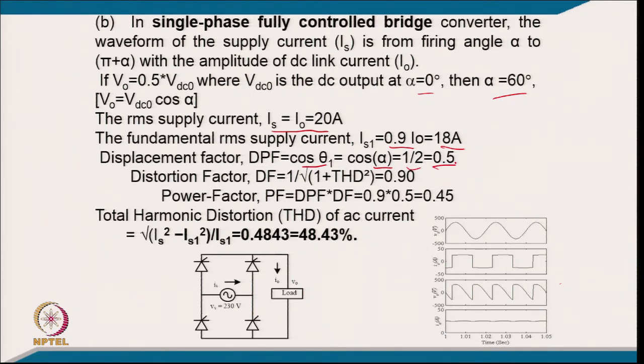So, that is 0.5, and the distortion factor, now 1 upon root of 1 plus THD square, is 0.9. The power factor will be the displacement factor times the distortion factor; keeping the values, it comes to 0.45. For total harmonic distortion, we put the value root of (IS square minus IS1 square) upon IS1. So it becomes 0.4843, that is 48.43%, because it is a square wave.